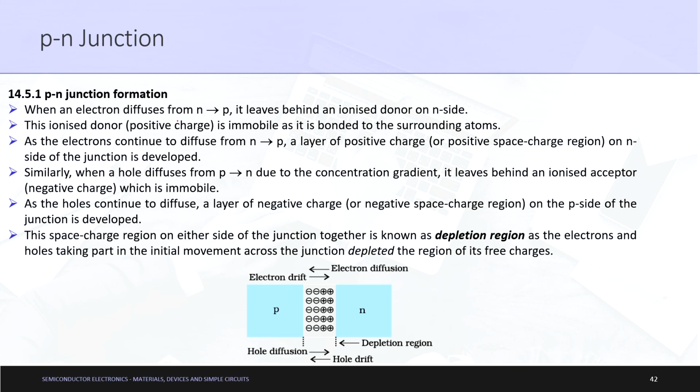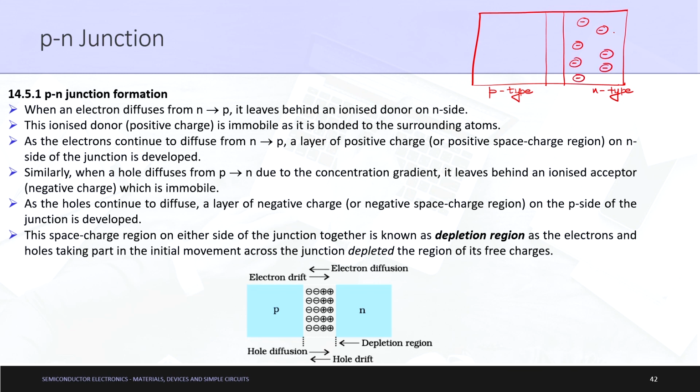So when an electron diffuses from n to p, quite evident. Let me make the diagram again. So let us say this is your n type, and let us say this is your p type, correct? What would be happening here? The amount of negative charges will be very high here. Here the amount of positive charges, holes, would be very high. Here holes would be less, here electrons would be less.